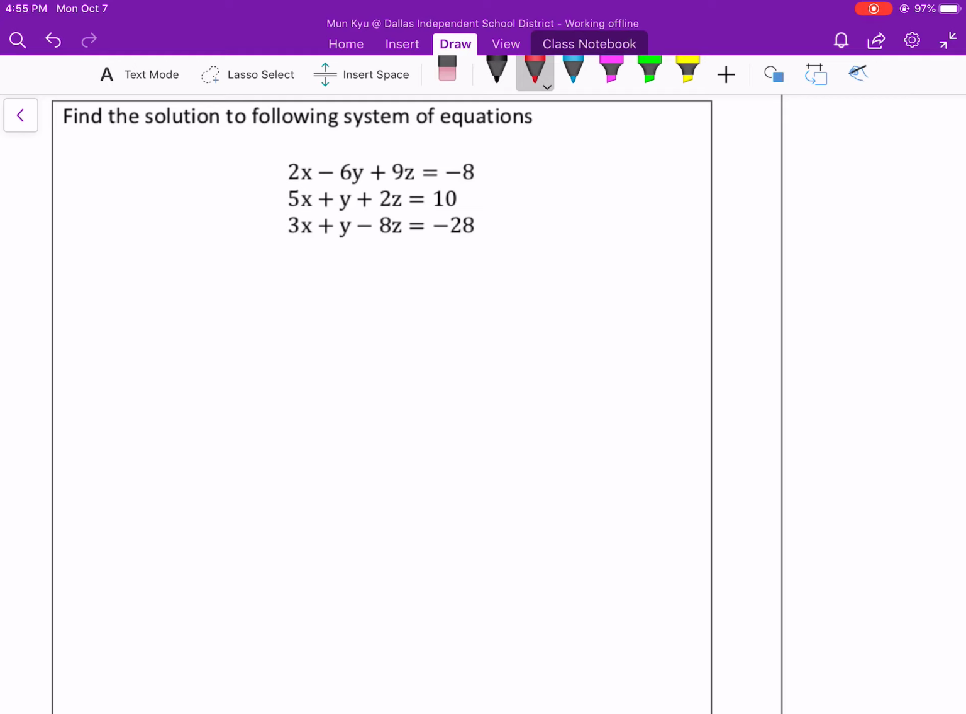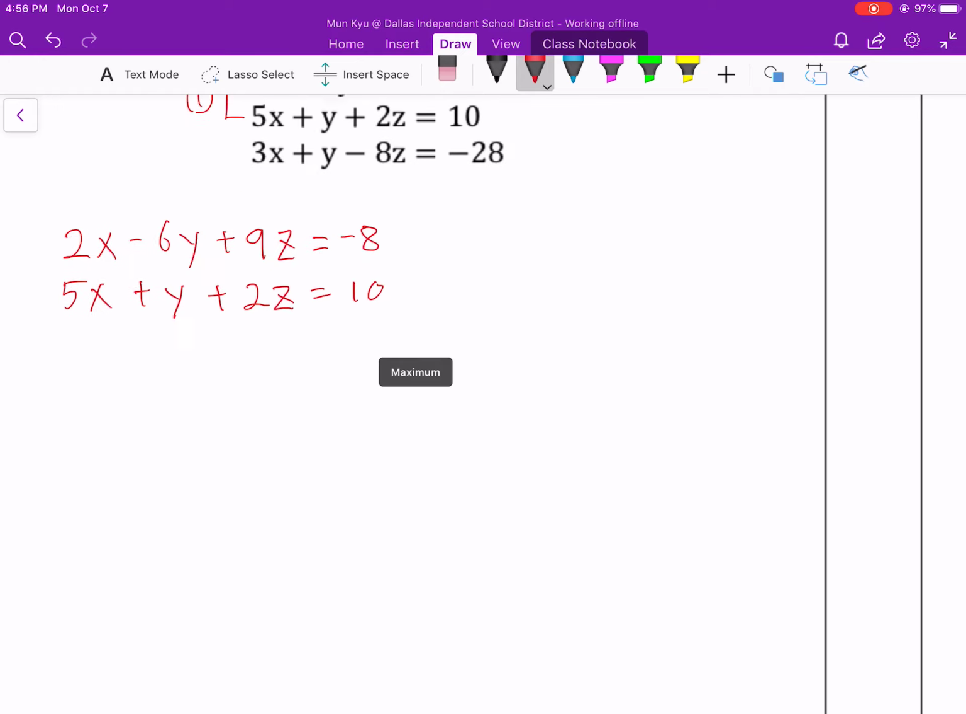So first, if you want to solve these three variables, you have to choose two equations randomly. And to me, I think this looks easy or hard, I don't know. But let me choose the first two, because who doesn't like the first two? Maybe all of you. Equals -8. And the second one is 5x plus y plus 2z is equal to 10. Let me zoom it up.